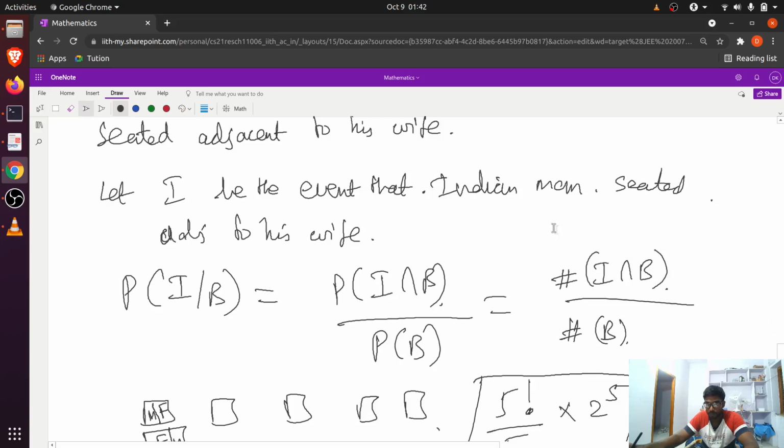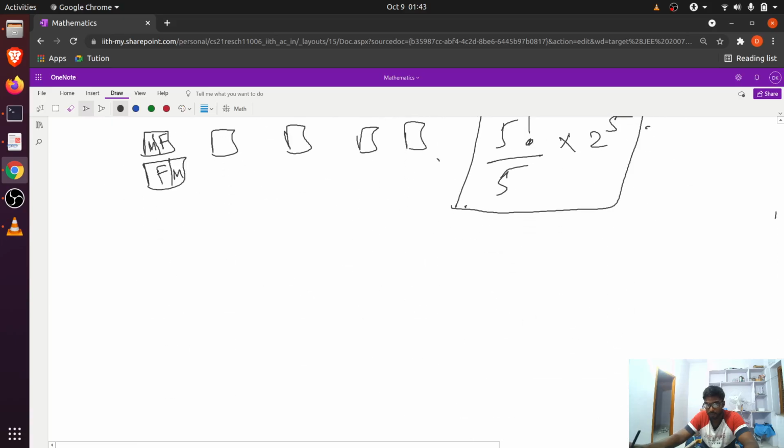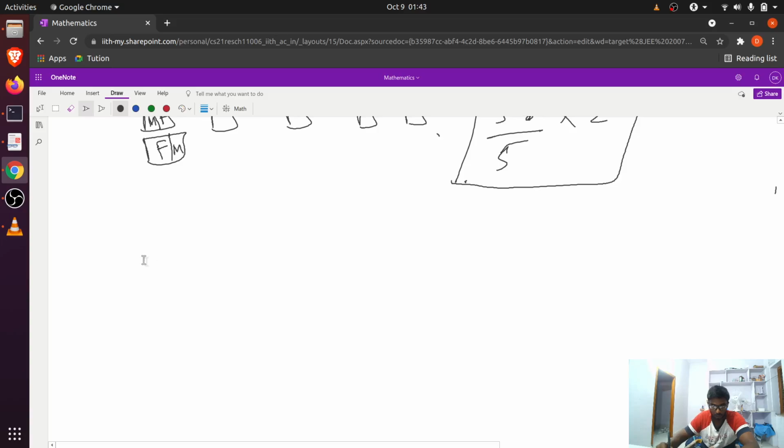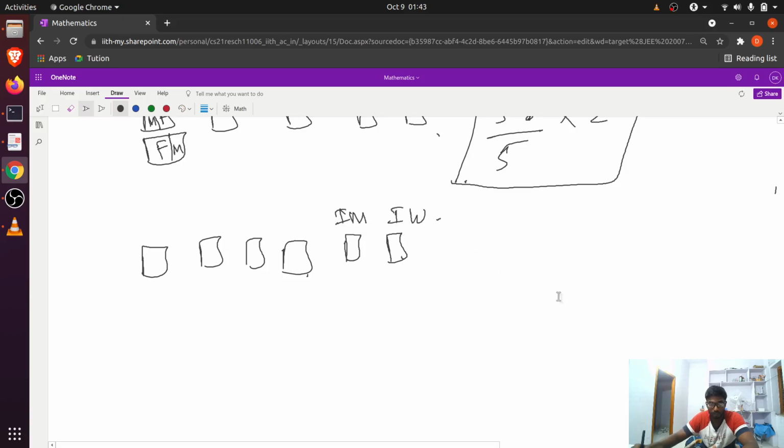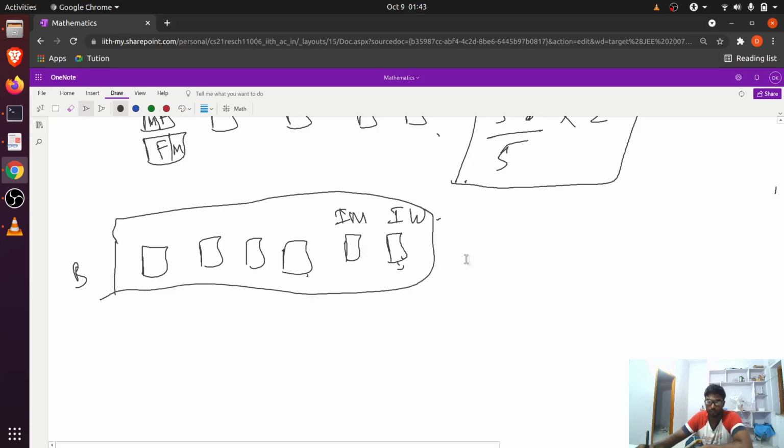So what is B? B is the number of ways the American couples are seated. There are 4 American couples, and the Indian man and his wife here. Now we have 6 boxes, whereas above we had only 5 couples. So this is the event B: only the American men are seated adjacent to their wives. The Indian man is not necessarily seated adjacent.